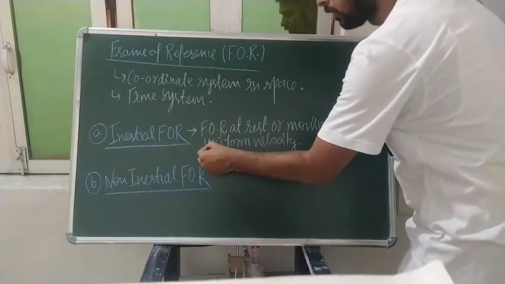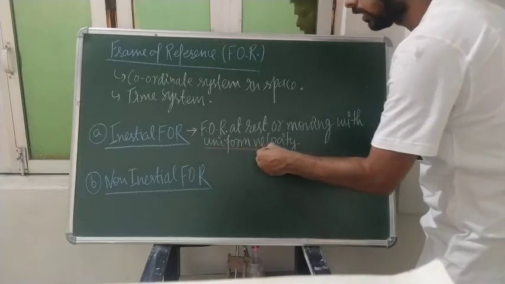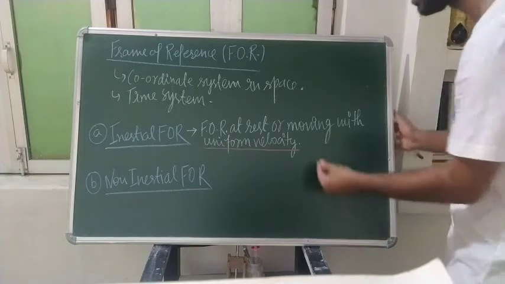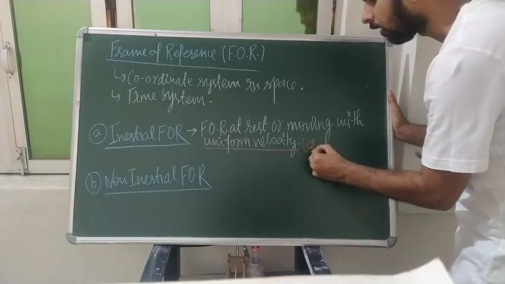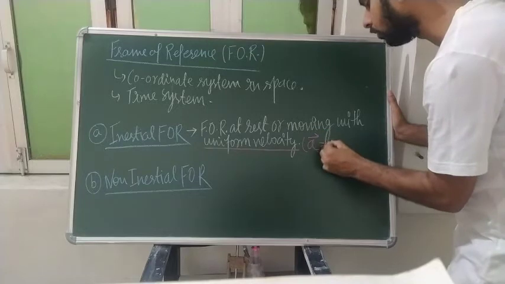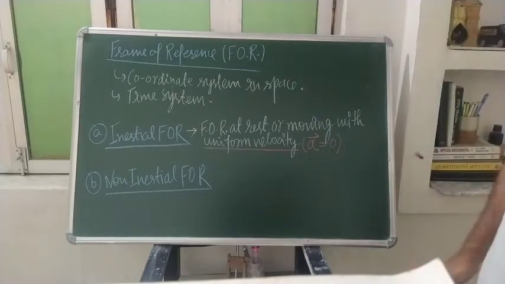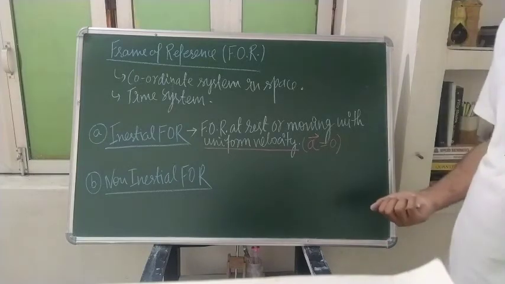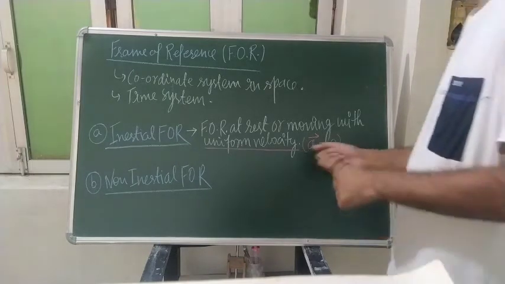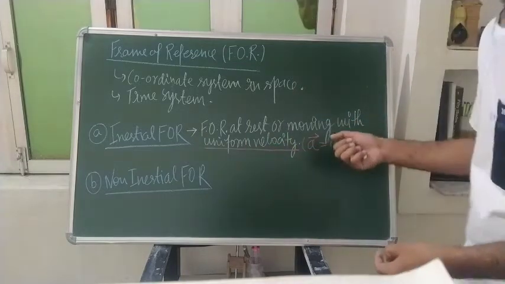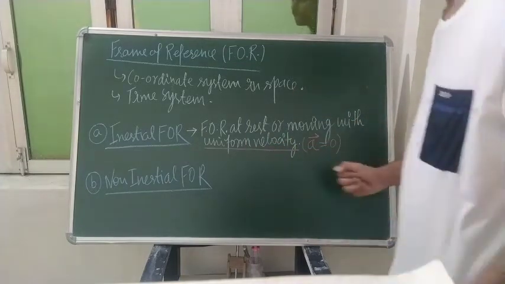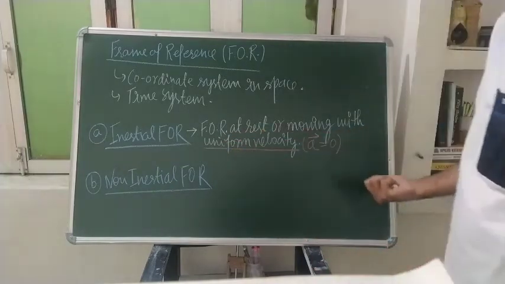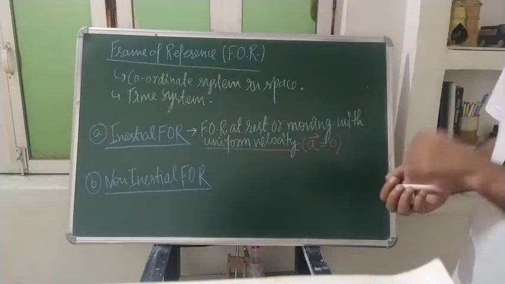Uniform velocity, student, what is the meaning of uniform velocity? Recall the 9th class: uniform velocity will have acceleration equal to 0. For uniform velocity, there will be no acceleration. So our inertial frame of reference will not move with any acceleration. It will only move with uniform velocity or it will be at rest.